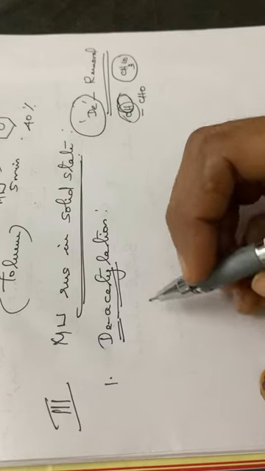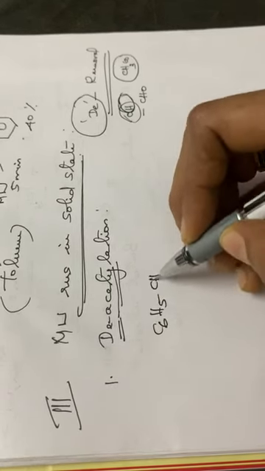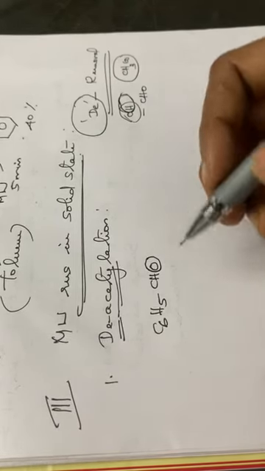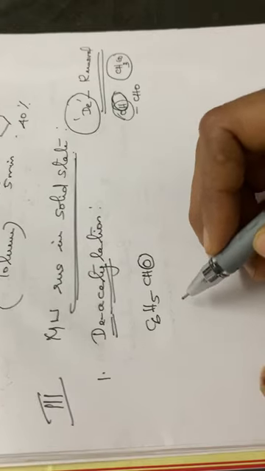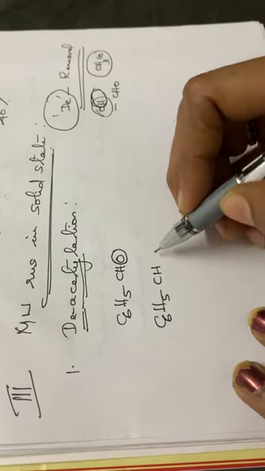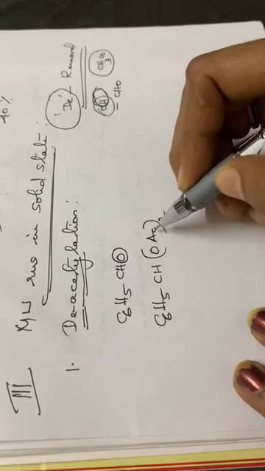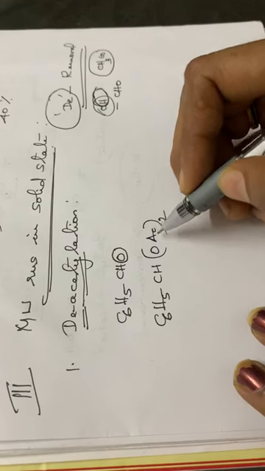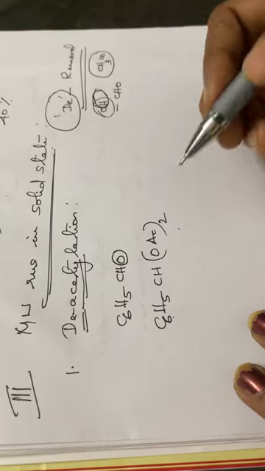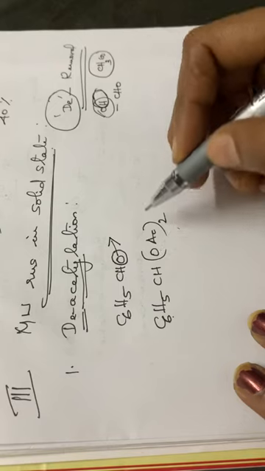For example, benzaldehyde diacetate. Benzaldehyde means C6H5CHO, isn't it? So this oxygen atom is replaced by 2 acetyl groups, that means 2 OCOCH3. So I am writing it as C6H5CH(OAc) twice. OAc means acetyl groups, or we can write it as CH3CO twice. Instead of this oxygen atom, this aldehyde group is protected by the acetyl group.